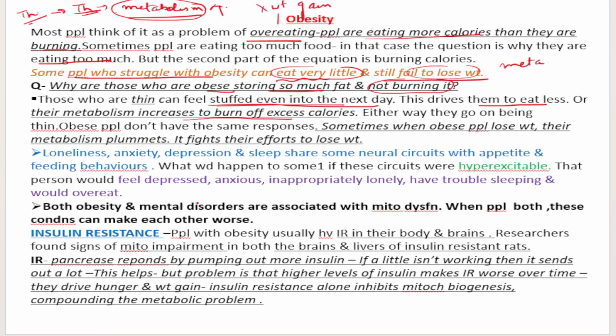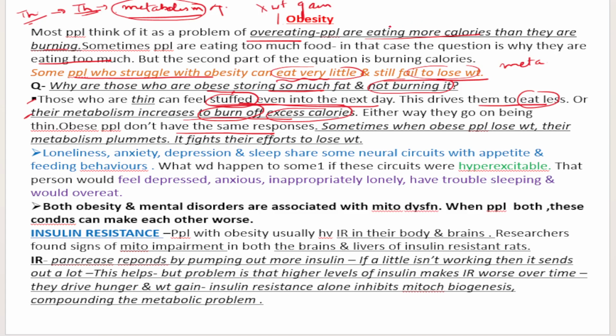See, one thing is, the author is giving two explanations. One is that they are feeling so stuffed that they eat less. Another explanation the author gives is that their metabolism is increasing, which is burning off all the excess calories that they are consuming. So they go on being thin. But obese people, they don't have the same response.